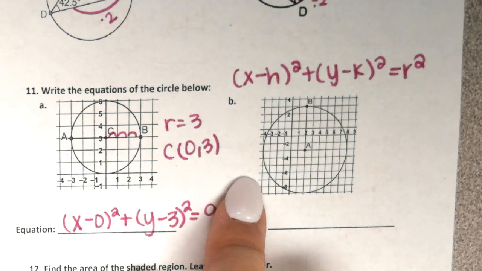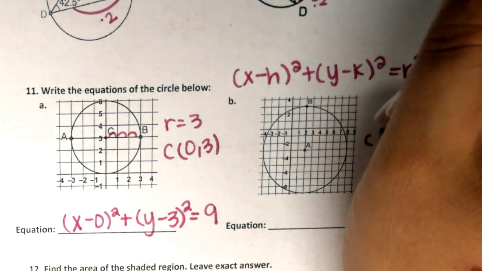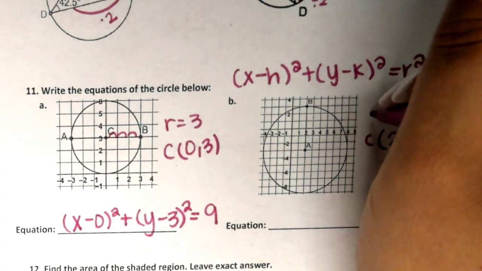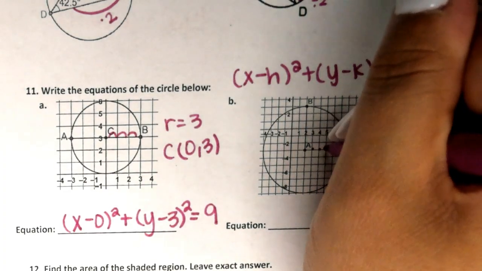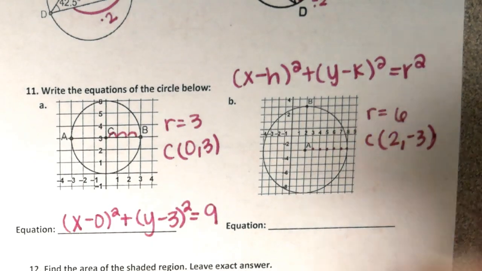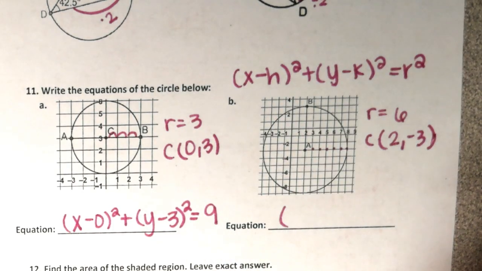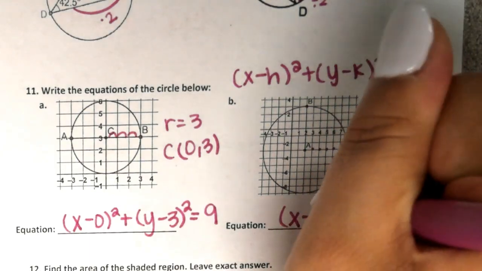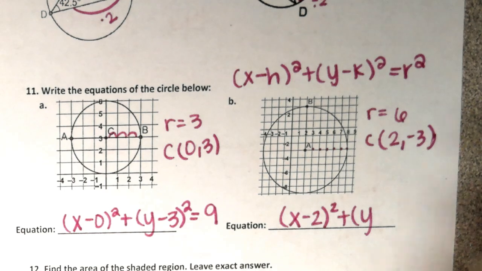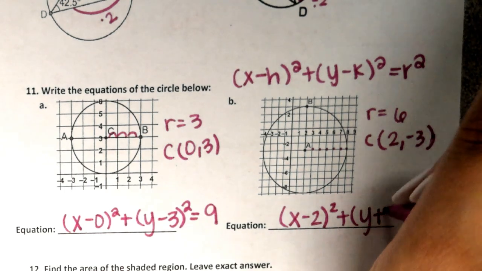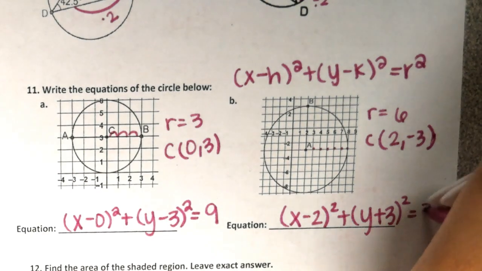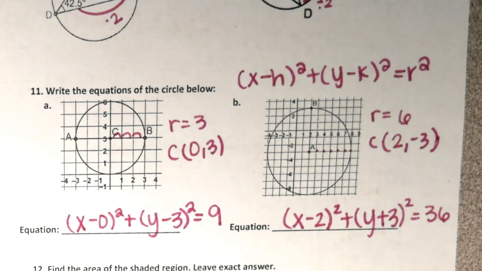What about b? Where is my center at b? 2, negative 3. And what's my radius? 6. So what's this going to be? X minus 2 squared. Y, if it's negative, you're going to turn it into a positive. And what's this going to equal? Not 6. 36. And that's my answer.